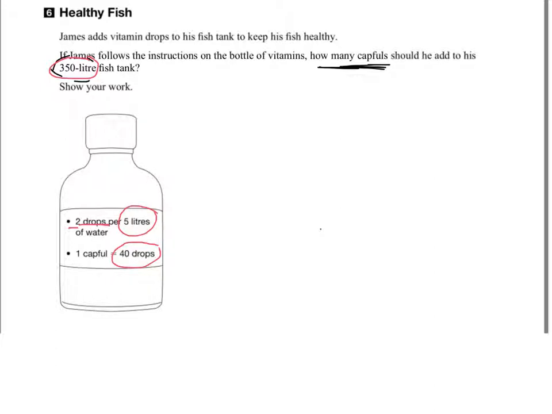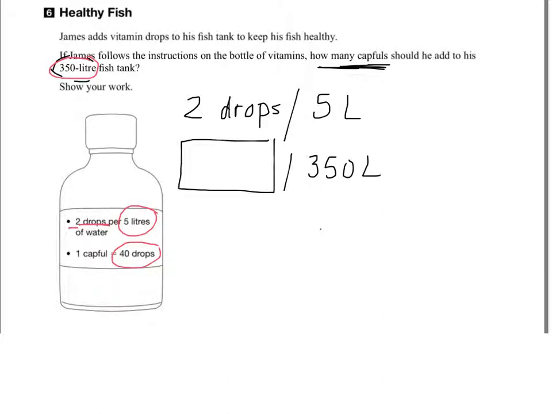Okay, so let's write that down. For every 5 liters, you're going to add 2 drops. Altogether, how many liters is this fish tank again? 350 liters. So what do we need to find first? How many drops? Once we figure out the drops, then we can calculate how many caps we need, because we know for every 40 drops, it's equal to 1 cap.